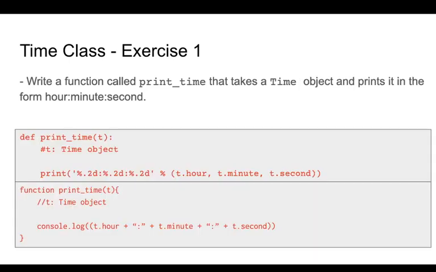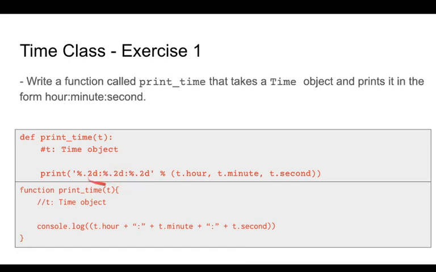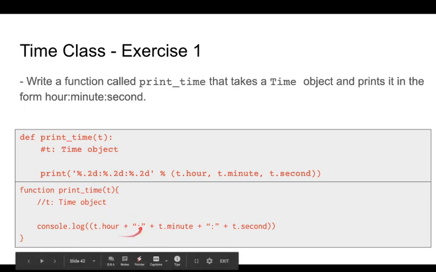Here's the answer. For Python, here's the print time using the %.2d followed by colons 3 times. They work like placeholders. And then you put in those values, hour, minute, and second. There's your time object t, being passed in as the first argument. In JavaScript, it's a little bit more simple. It's a console.log, putting those numbers together with the plus sign and some colons in between.